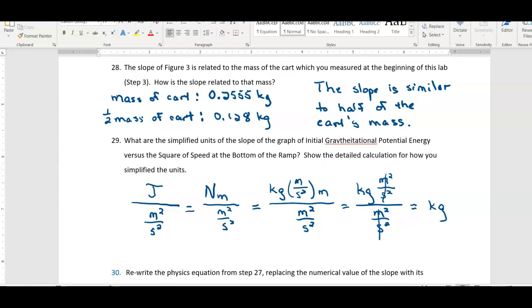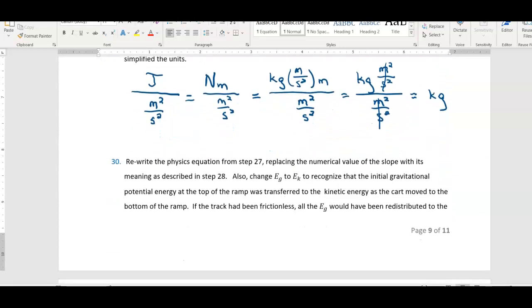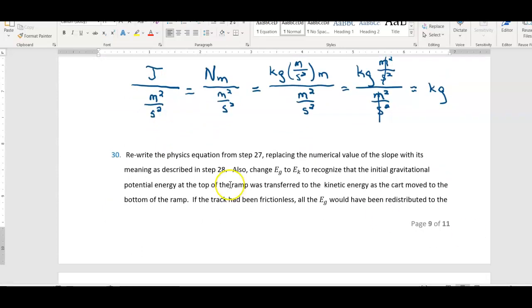And so maybe it's not so crazy to say that the slope is similar to half of the cart's mass, because the units of the slope are units of mass. Okay, so we're going to rewrite our physics equation, and we're going to replace the numerical slope with the meaning. We said it meant half of the mass.